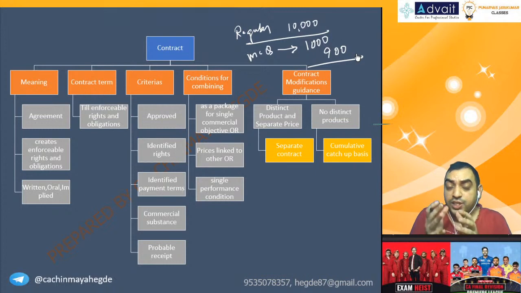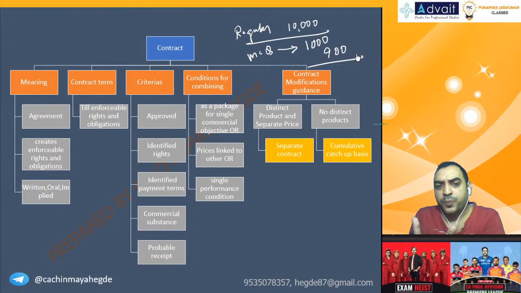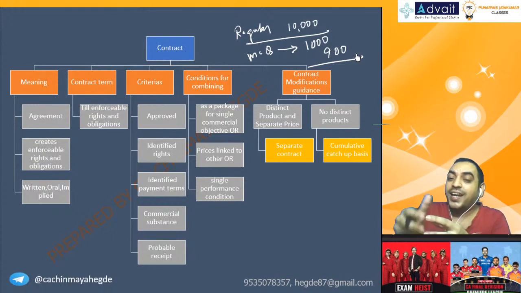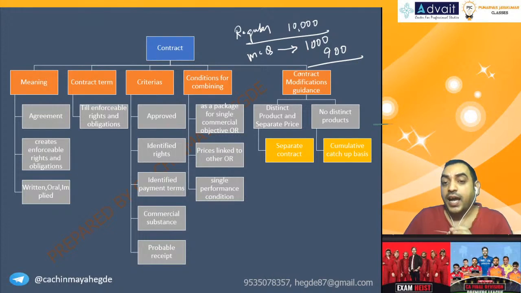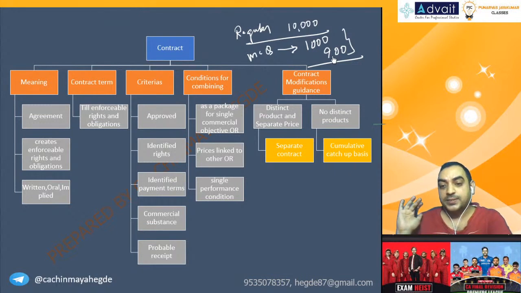Now, the charge I am making for the MCQ part alone, 900 rupees, does it represent a separate product? It's a separate product. Do you think 900 rupees is a price only for that? That is also right, because 1,000 rupees I am giving you at 900 rupees. It's a substantial amount. So it is a distinct product as well as a distinct price. That means I'll keep it as a separate contract. I don't mix it with my regular classes fees.